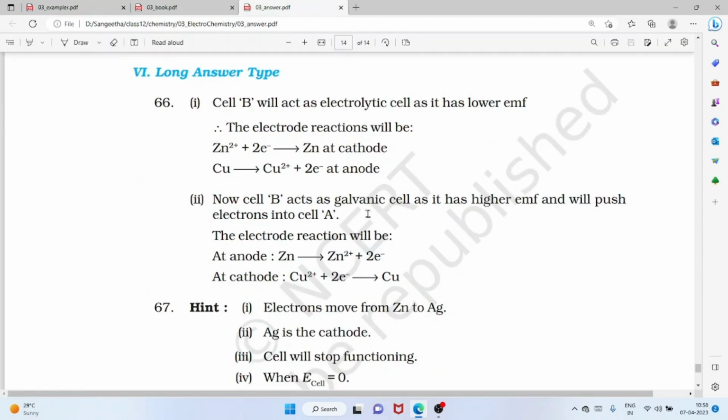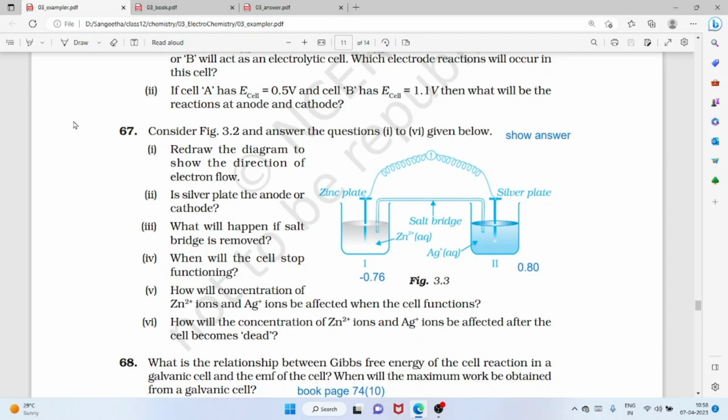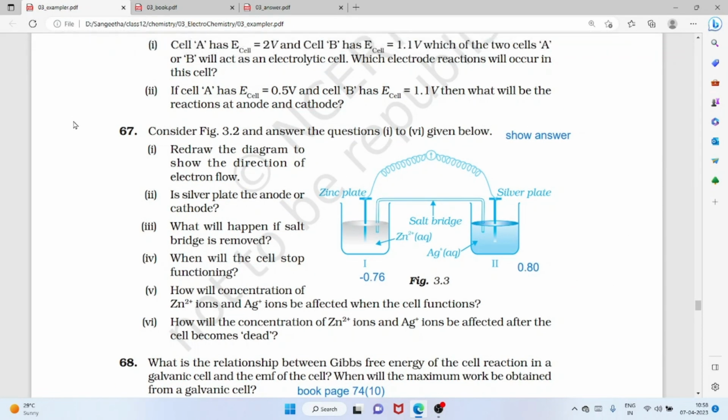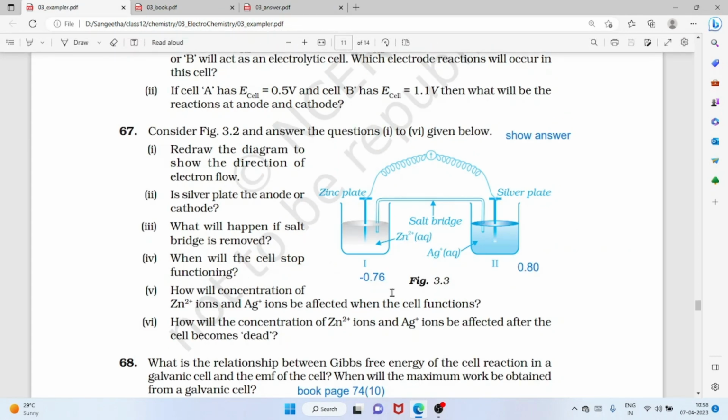Now B will act as a galvanic cell, as it has higher EMF, and push the electrons into A. This is the reaction. Redraw the diagram to show the direction of electron flow. Direction of the electron flow: zinc to silver. Zinc to silver electron flow.